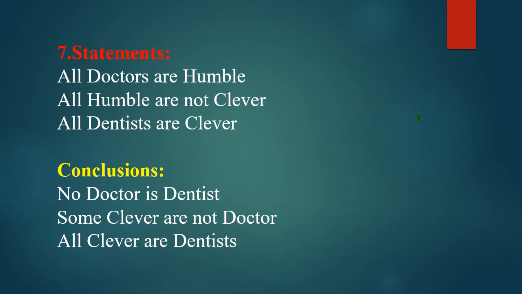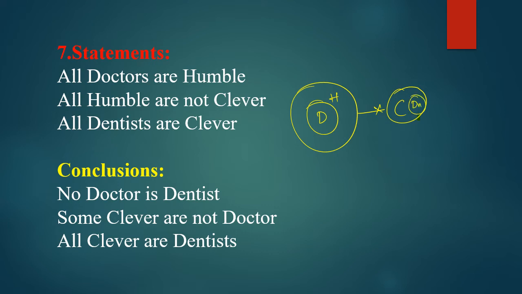Question number 7. All doctors are humbles. All humble are not clever, which means no humble are clever. So this is the minimum overlap diagram. All dentists are clever. Let me put DN here. This is just DO, doctor. No doctor is dentist. All doctors are inside H, whole H are not C, and all these dentists are inside C. Since there is no relation between H and C, and doctor and dentist are inside H and C respectively, it's obviously no doctor is dentist.